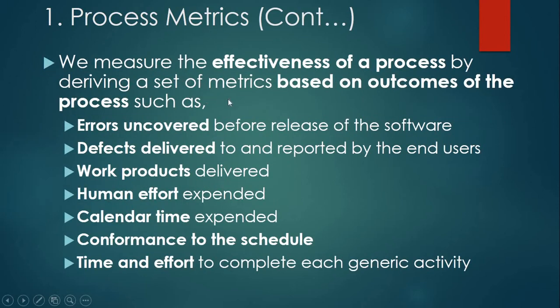If we discuss more, we measure the effectiveness of a process by deriving a set of metrics based on the outcome of the process, such as errors uncovered before release of the software, defects delivered to and reported by the end users, work products delivered, human effort expended, calendar time expended, conformance to the schedule, and time and effort to complete each generic activity. So all of these are process metrics.